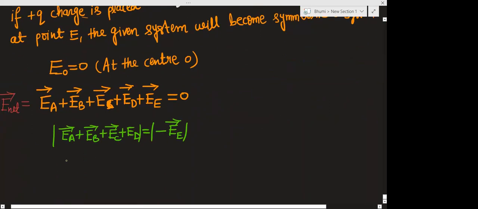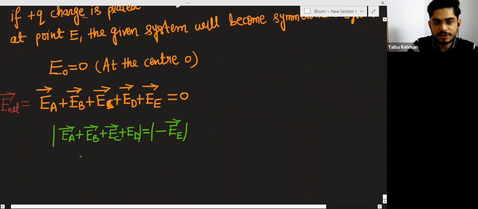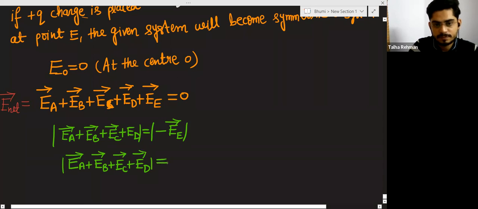So this value means the net electric field due to EA plus EB plus EC plus ED will become EE. We have only the magnitude, and this is EE.